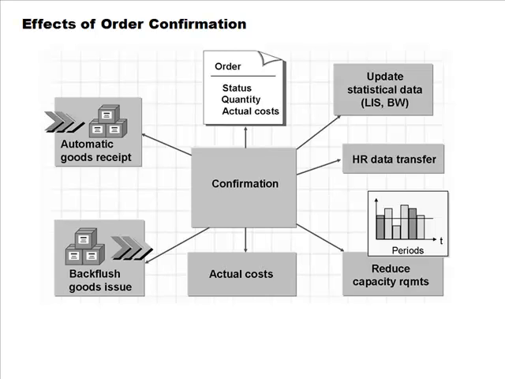And then some other statistical information in logistic information systems, inside the business warehouse, wherever information is being tracked, that is going. And then confirmation can also send data to HR for payroll and other purposes. People worked for a certain time, so labor got consumed. So that information can go there. And then, of course, you can reduce capacity requirements, right? Because earlier, you had calculated capacity requirements as capacity being needed for this order. We were producing 500 units, so we need this capacity. Now it's gone. We've produced those 500 units. That's kind of like reducing the material reservations. Same idea. Okay, so these are all the effects of confirming an order on the system.